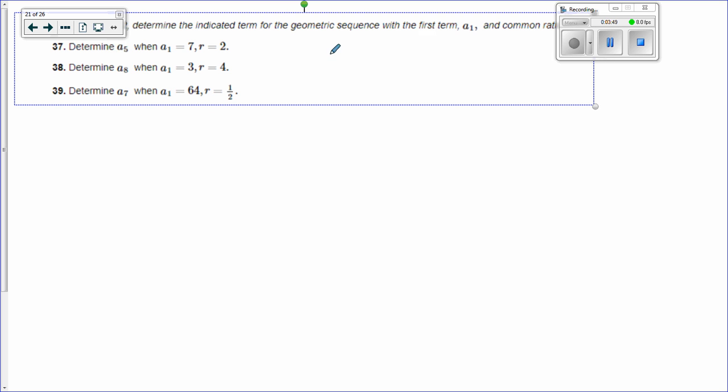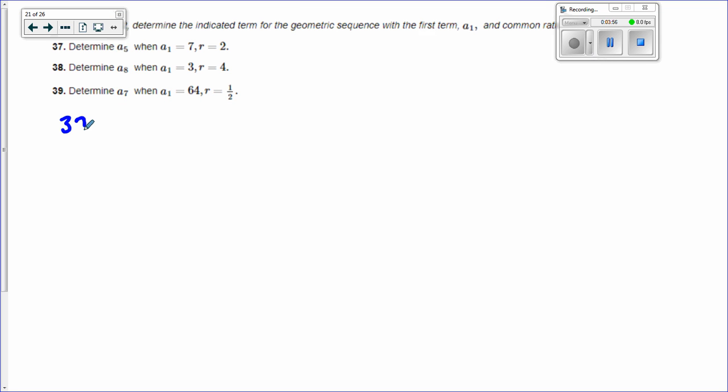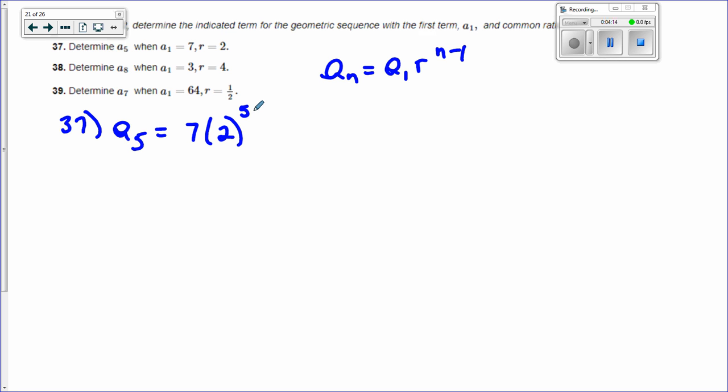Okay, so again, some questions from the book here. The first one, find a sub 5. Okay, so I got 37. They want me to find a sub 5. Let me write the formula down for you again, so you're looking at it. A sub n, a sub 1, r to the n minus 1. So this is 7, and this is going to be 2 to the 5 minus 1. So 7, 2 to the 4th. 2 to the 4th is 16. So my answer is 112.